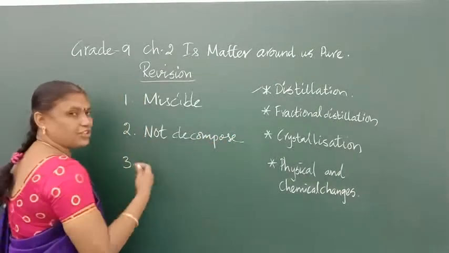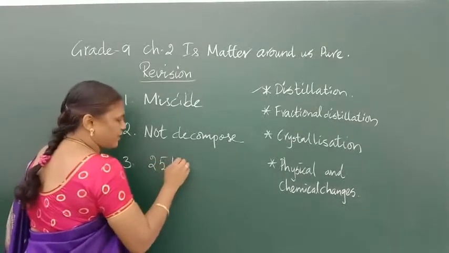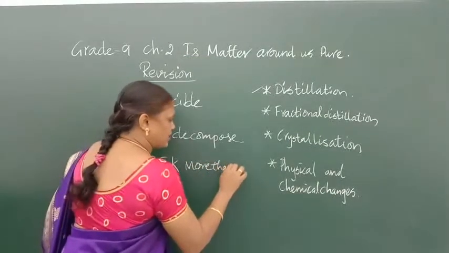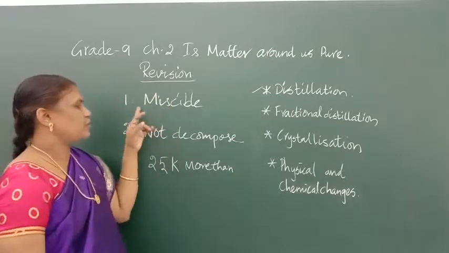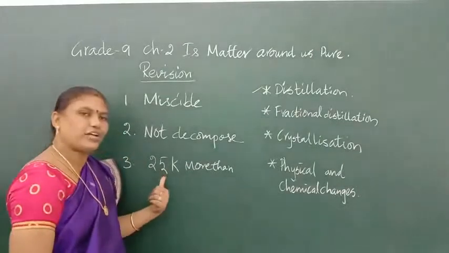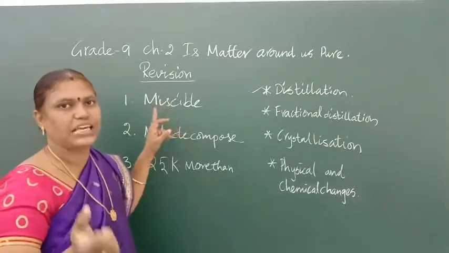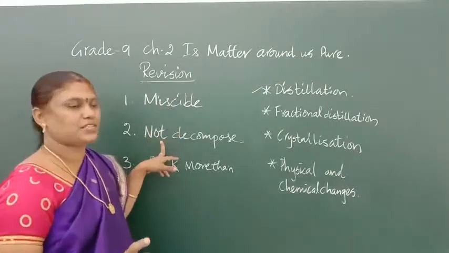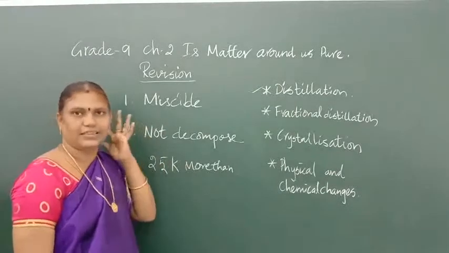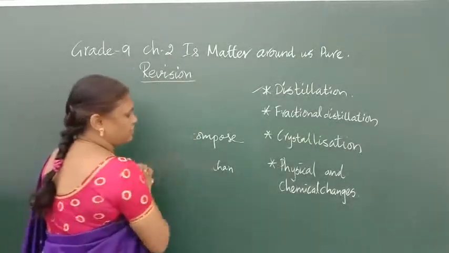The third point is it should have a boiling point difference. It should be more than 25 Kelvin, at least more than 25 Kelvin or Celsius. So the difference in boiling point between the two liquids should be more than 25. The two liquids should be miscible, they should not decompose, and the boiling point difference should be more than 25 Kelvin. These were the three conditions for distillation.